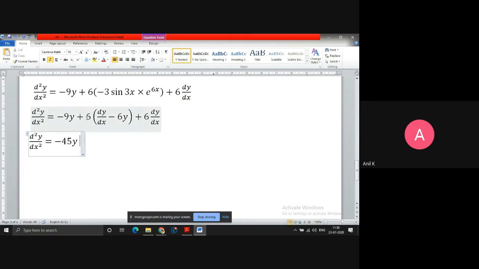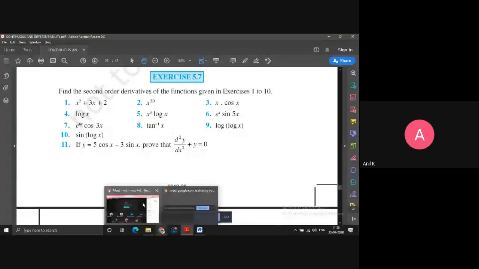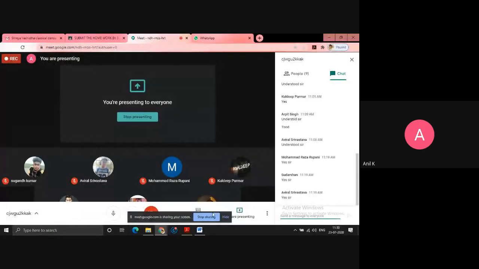Okay, and here you have 6 dy by dx, and here also 6 dy by dx. It will be plus 12 dy by dx. If you want, bring all the terms to the right hand side, you will get d square y by dx square minus 12 dy by dx plus 45y equals to 0. That is the simplest form to represent. Okay, this one is clear, or you want me to repeat once?